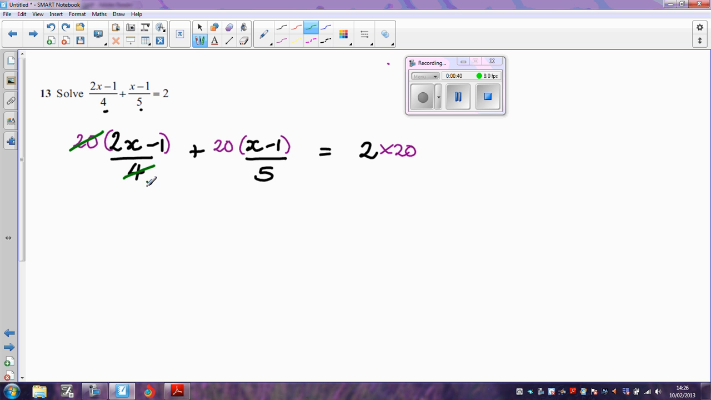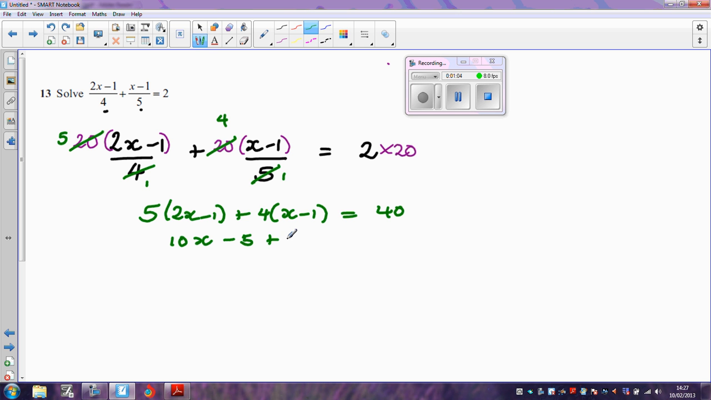The 4 goes into 20 5 times. The 5 goes into 20 4 times. And the right-hand side is just going to become 40. So the left-hand side now becomes 5 times (2x minus 1) plus 4 times (x minus 1), and that will equal 40. If I now just remove the brackets on the left-hand side, I've got 10x minus 5 plus 4x minus 4 is going to equal 40.